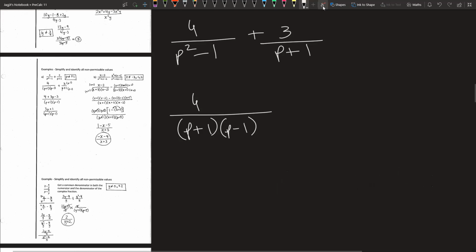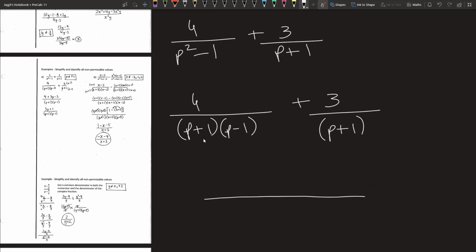Okay, and let's write our second term, which is plus 3 over p plus 1. Now, we want to get common denominator here, guys. So far, I don't have a common denominator. So you say p plus 1. What's the highest power of p plus 1? Just p plus 1. So that's part of my common denominator. Then I have p minus 1. What's the highest power of p minus 1? Just p minus 1. So that's also part of my common denominator.